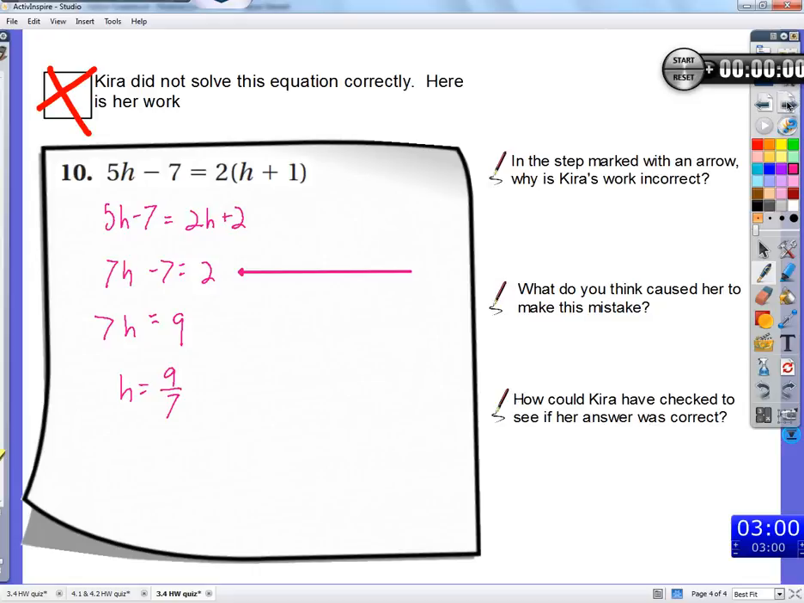Right, so now Kira, working this incorrectly. So in this step right here, meaning we get from here to there, what was done incorrectly from here to there?